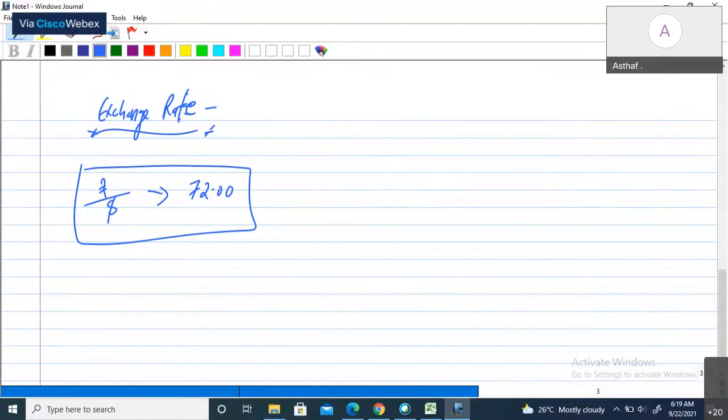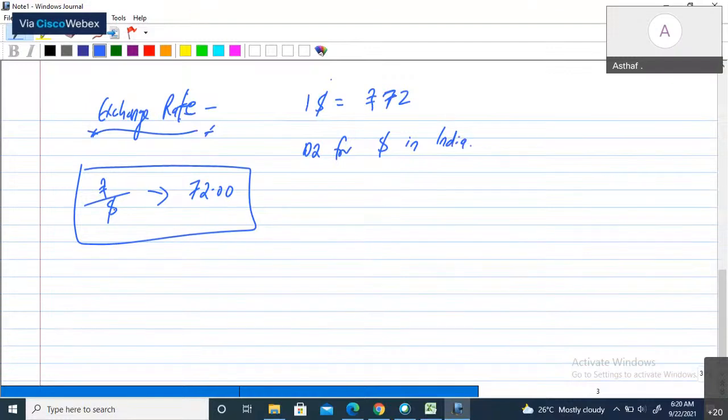So rupees per dollar 72. Let us see the meaning of this. The meaning is that $1 equals 72 rupees. That means for $1 you will get 72 rupees. This quote is expressed for $1. Generally, the foreign currency is expressed here. So we can call this a direct quote for dollar in India.